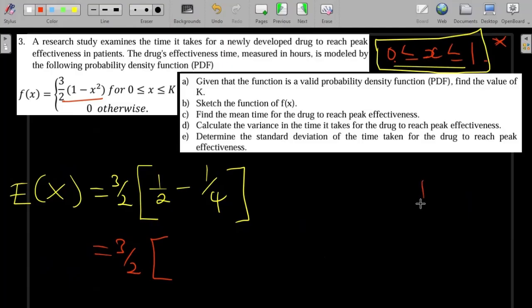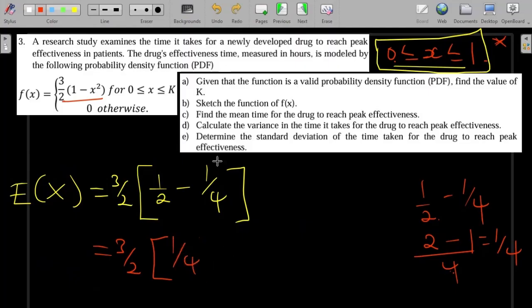So what is 1/2 minus 1/4? The common denominator is 4. 2 into 4 is 2, 2 multiplied by 1 is 2, minus 1. So this will just be 1/4. I write 1/4 there, and then just multiply with the 3/2 outside. So what you're going to get there will be 3 over 8. Okay, so 3/8 will be our mean. We can find it as a decimal to be 0.375. So this will be our mean there.